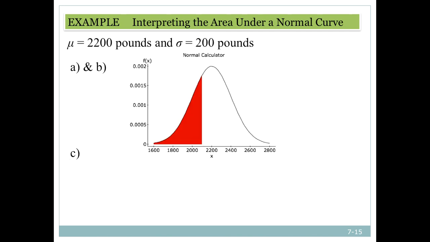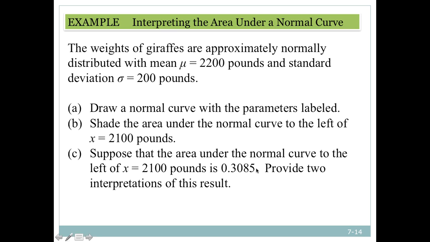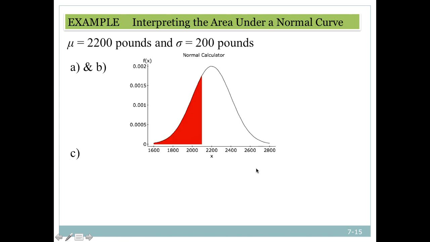So if we take a look here, we have our normal distribution drawn, nice bell curve here, it's symmetric. 2,200 is in the middle, and we've labeled a standard deviation in each direction 3 times. And then 2,100 is going to be smack dab between 2,000 and 2,200, and we want it shaded to the left. So the way that we would interpret the value, which was given as 0.3085, is one of two things.